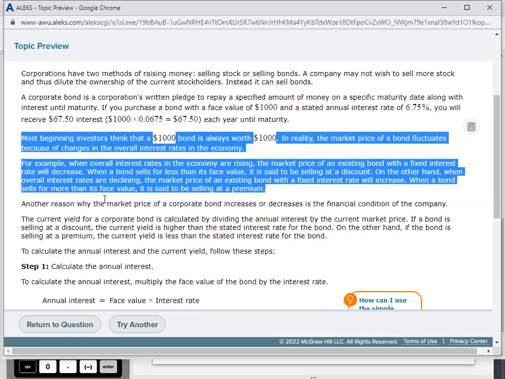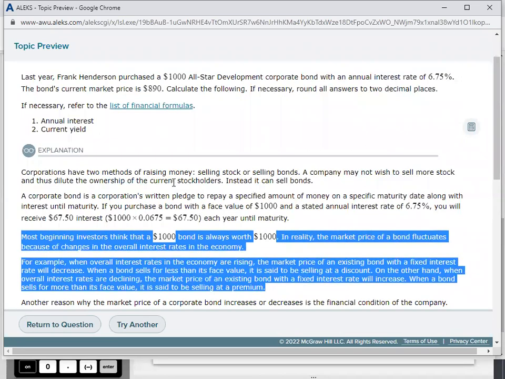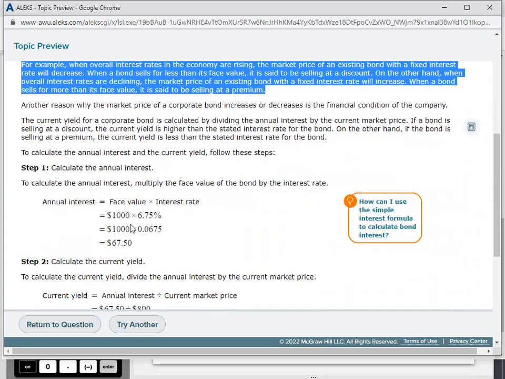We already saw how to answer the annual interest. How much interest are you, the bondholder, the person who bought the bond, getting every year? That's the face value of the bond multiplied by the interest rate for the bond, so $67.50 each year. If the bond's worth more, you're going to get more. If the annual interest rate that you set up is more, then you're going to get more, and vice versa.